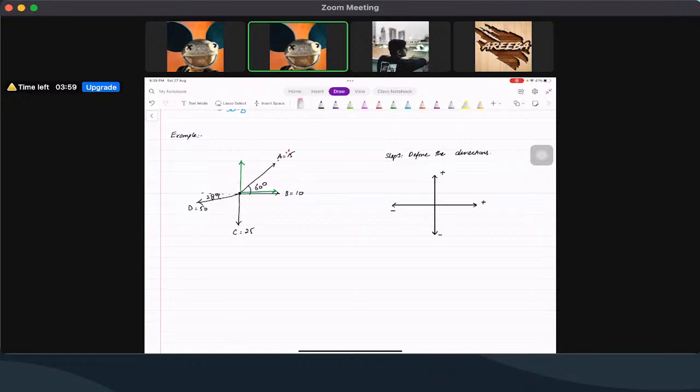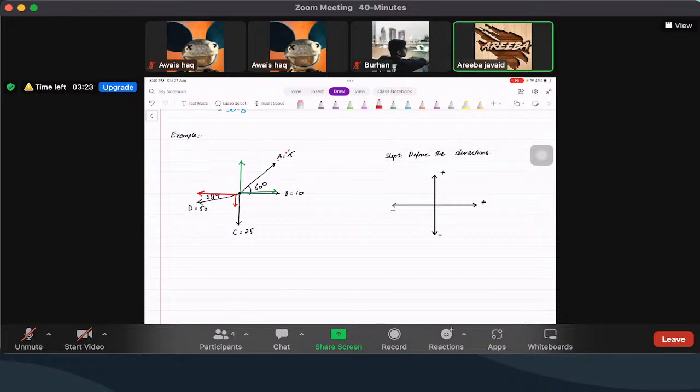Now B is already horizontal, so it does not have a vertical component, so we're going to leave that. C is already vertical, so it does not have a horizontal component. D is at an angle. Burhan, where would the components for it be? For D, there will be one to the left and one down. Do you understand, Ariba? Yes, sir.